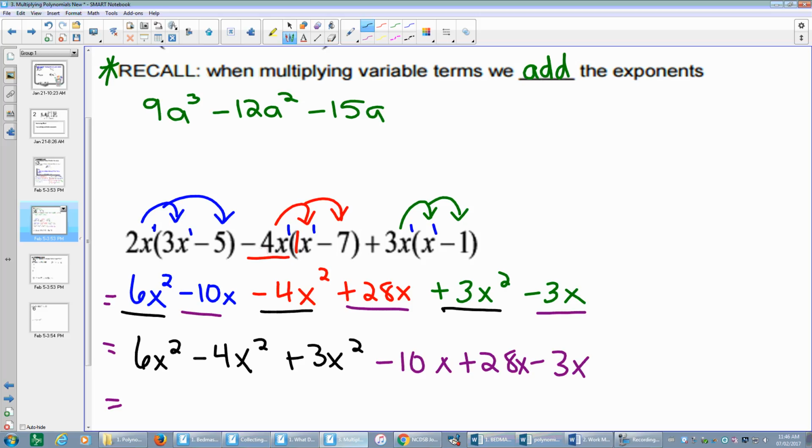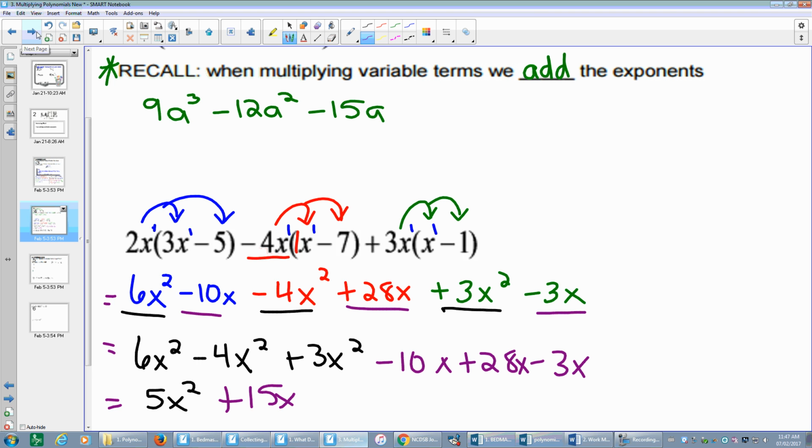Okay, on my next step, I'm going to simplify all of these x squared terms. 6x squared minus 4x squared plus 3x squared gives me 5x squared. On my next line, I have negative 10x plus 28x minus 3x gives me plus 15x. And that's my final answer there. I'm just expanding and simplifying. That's when we have a monomial, so one term multiplied by a polynomial, which means many terms inside the bracket.